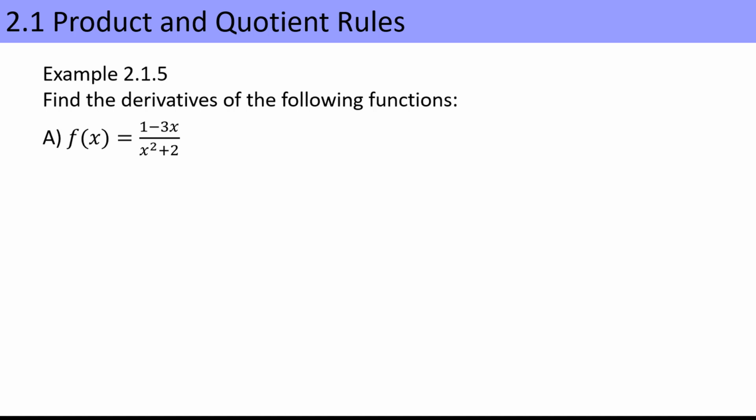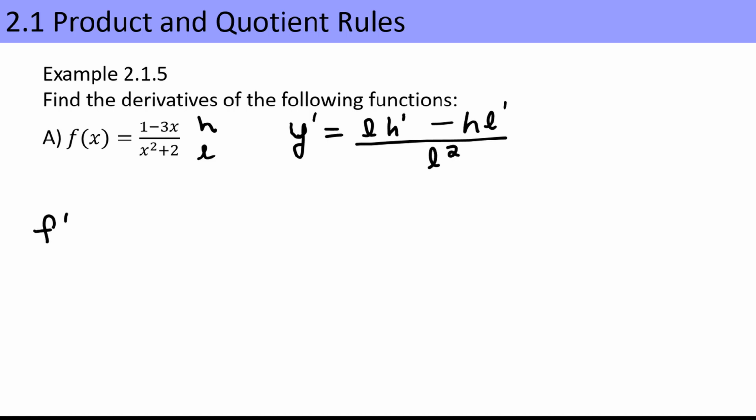Example 2.1.5, find the derivatives of the following functions, part A. F of x equals 1 minus 3x quantity divided by x squared plus 2 quantity. This is definitely a quotient rule problem, so we'll use the low d high minus high d low. We'll label the top part the high, bottom part the low. Then the derivative, y prime, again, let's list that, is going to be low d high minus high d low divided by the denominator squared.